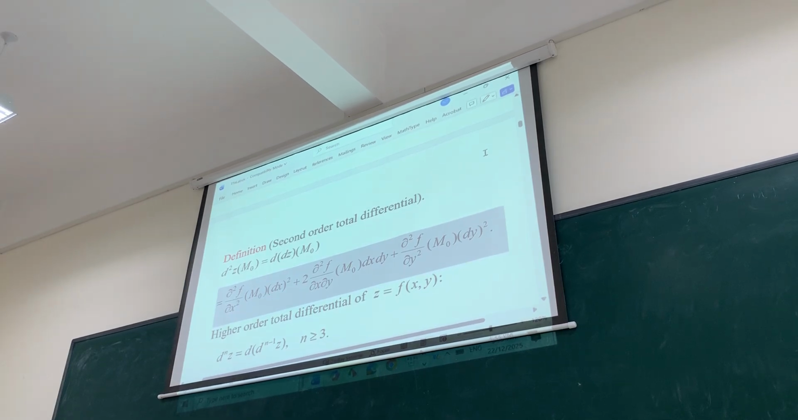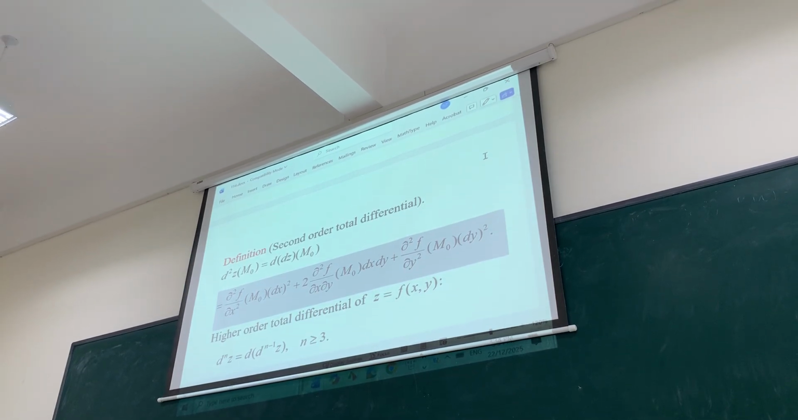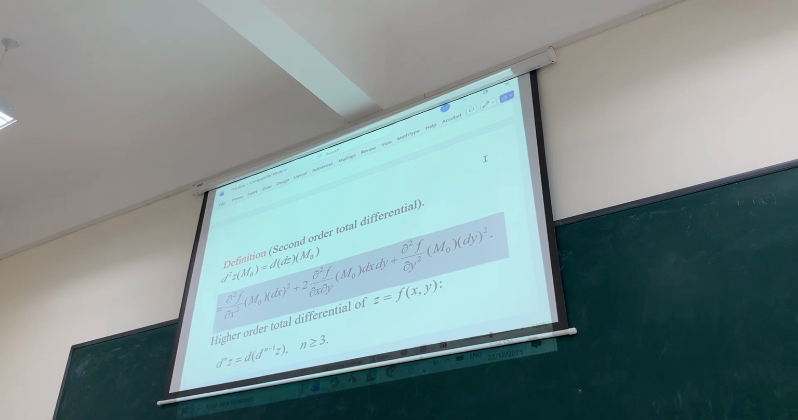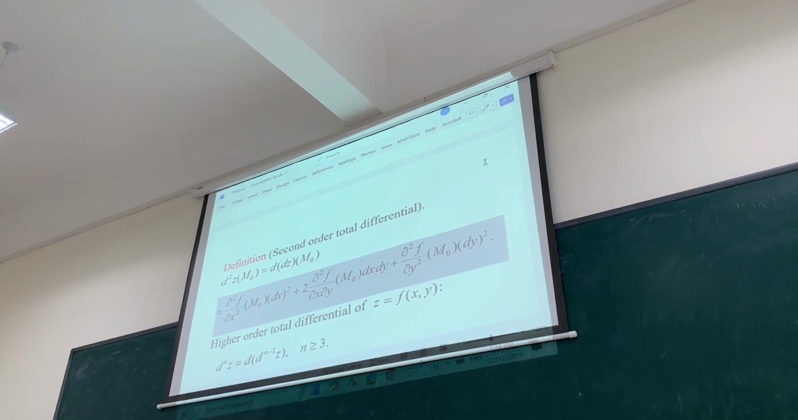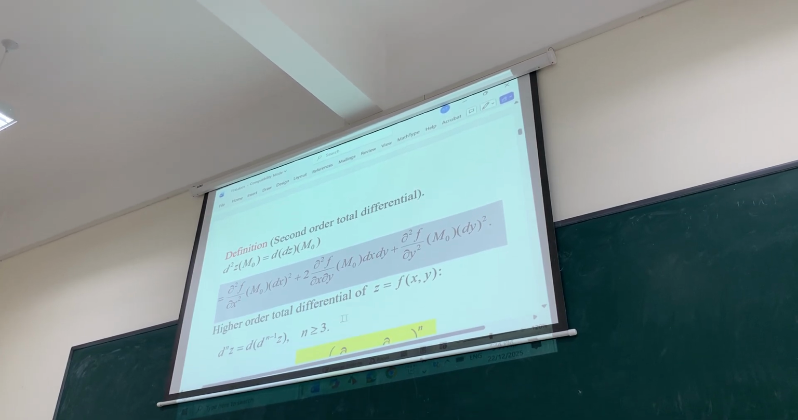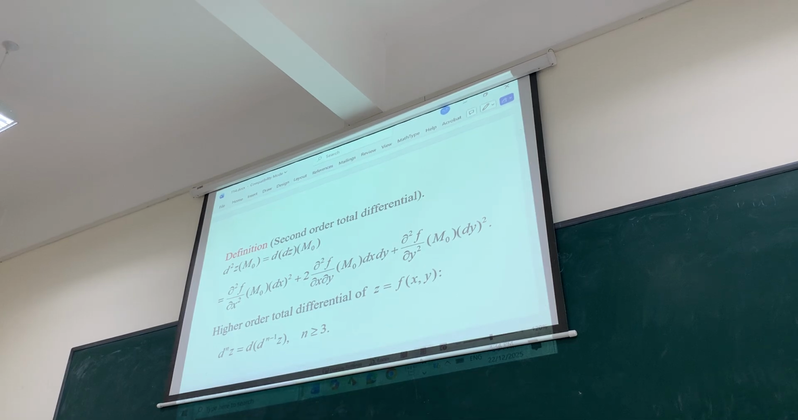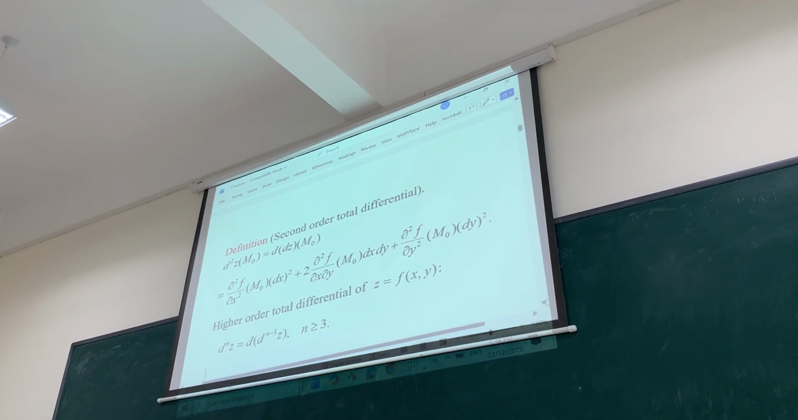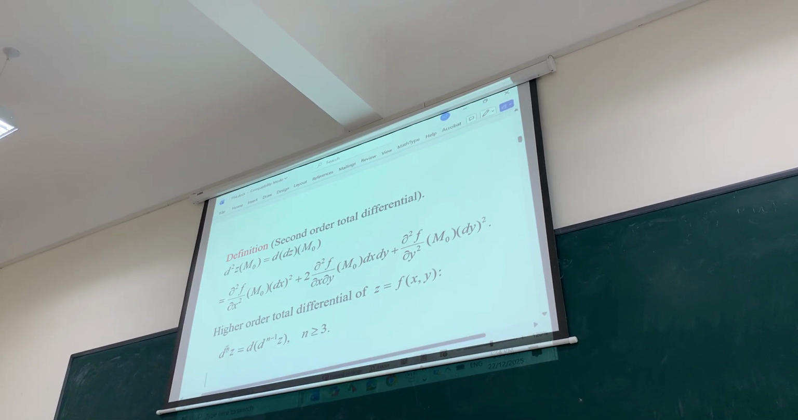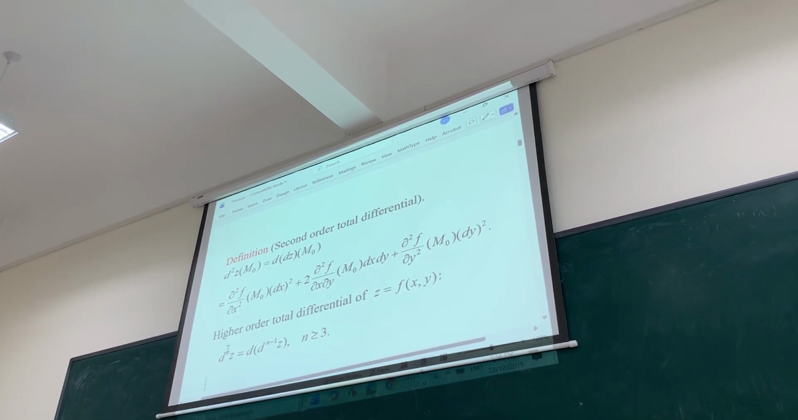Okay, I think you write it down. After that, I will explain why we have this formula. In general, we have the higher order total differential: d^n z is equal to d of d^(n-1) z.